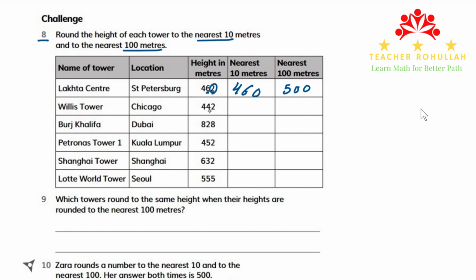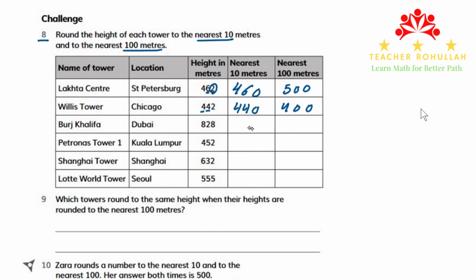The height of the Willis Tower is 442 meters. So the digit in the tens is 4 and the digit in the ones is 2. 2 is 4 or less. So it rounds to 440. And when we round it to the nearest 100, again it rounds to 400 because in the tens place we have 4 or less.